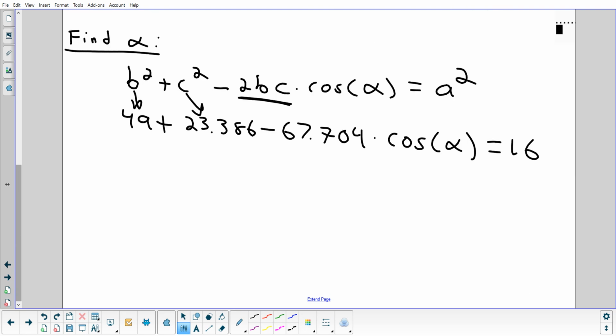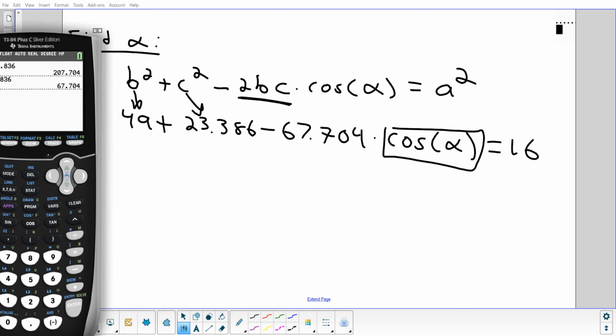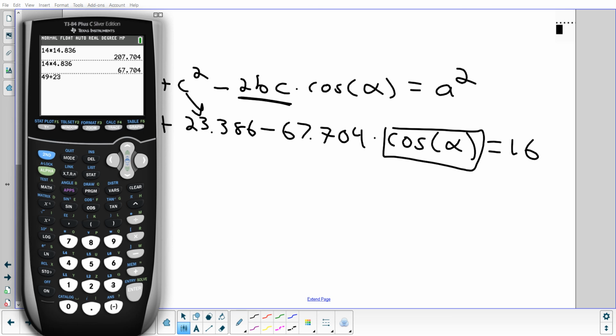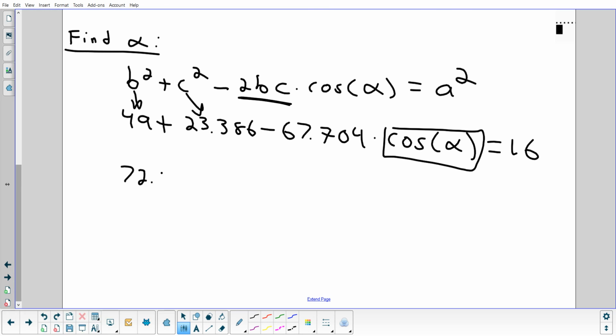Okay, so now this is the kind of problem where everything is pretty much on the wrong side. We want to start with getting cosine alpha by itself. So we have to get everything over to the other side. There might be some like terms we could deal with first. Does anybody see something I can do on the left-hand side first? Yep. I can do the 49 plus the 23.386. 72.386 minus 67.704.